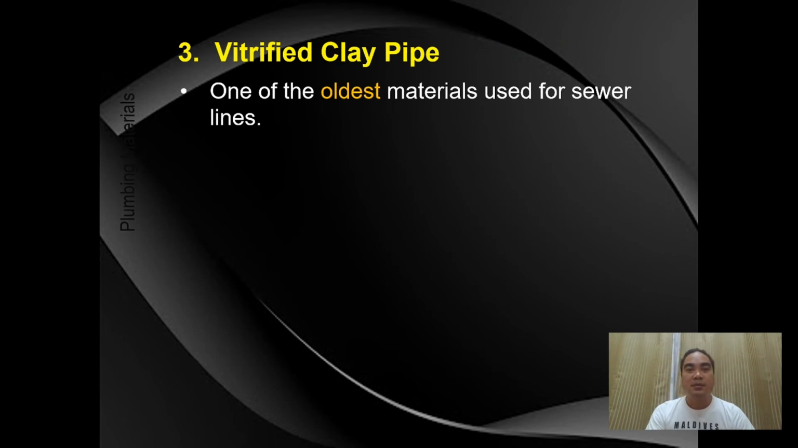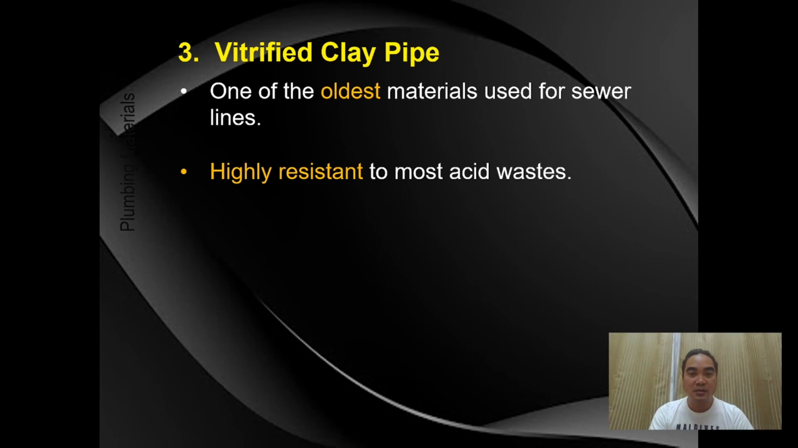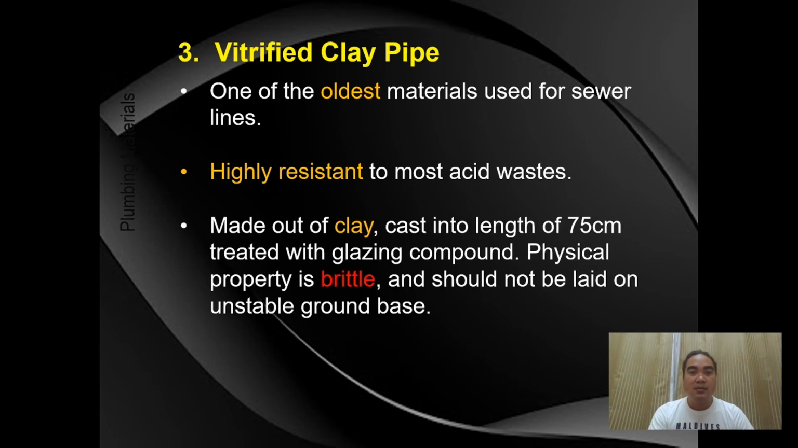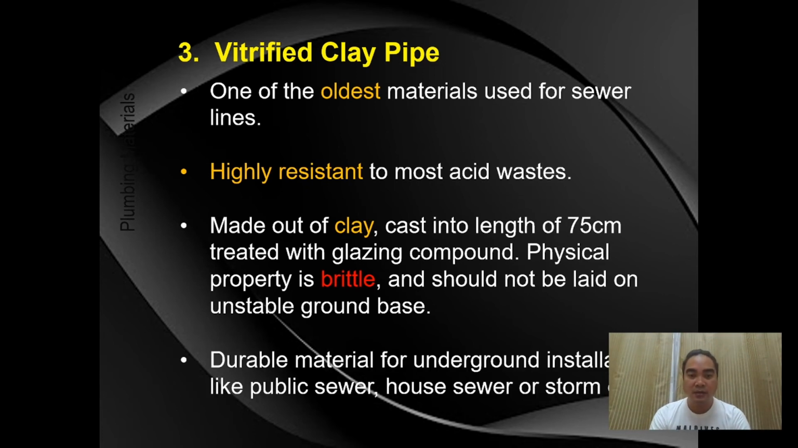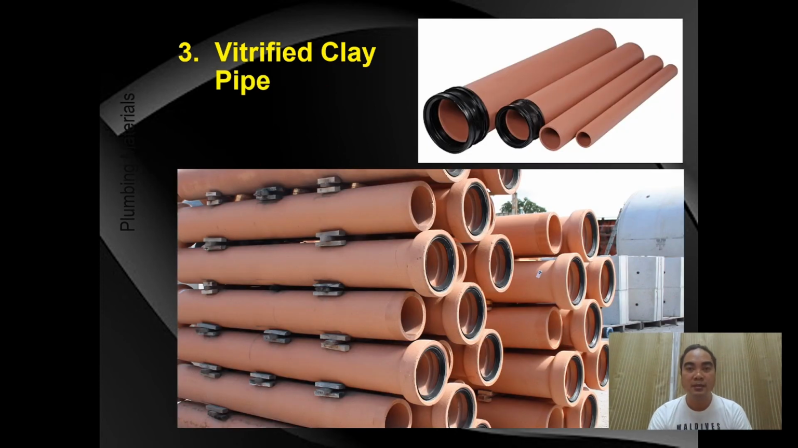Vitrified clay pipe. One of the oldest materials used for sewer lines. Highly resistant to most acid waste. Made out of clay, cast into lengths of 75 cm, treated with glazing compound. Its physical property is brittle, and it should not be laid on an unstable ground base. Durable material for underground installation like public sewer, house sewer, or storm drain.